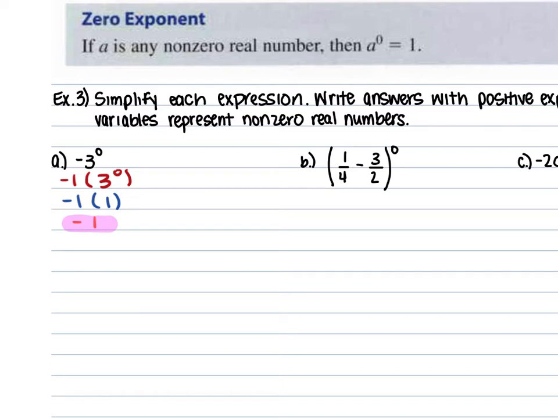For example B, we have 1/4 minus 3 over 2, all raised to the power of 0. Again, anything to the power of 0 is 1. So this entire thing just becomes 1.